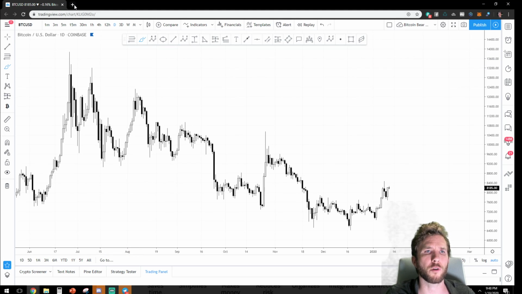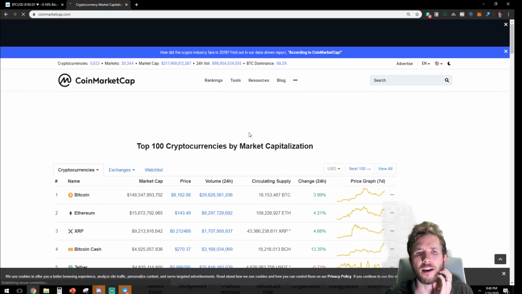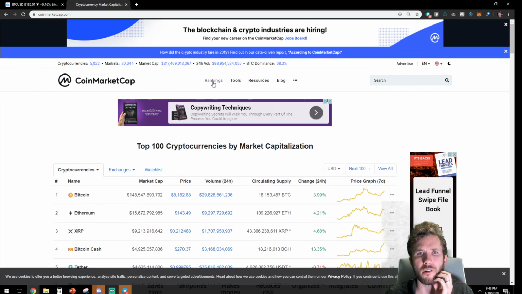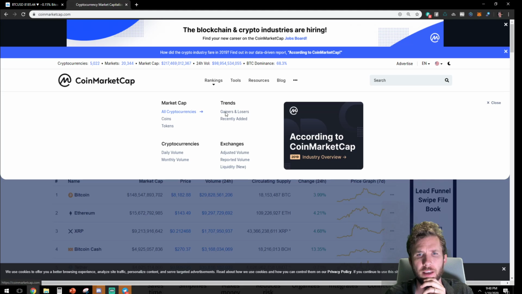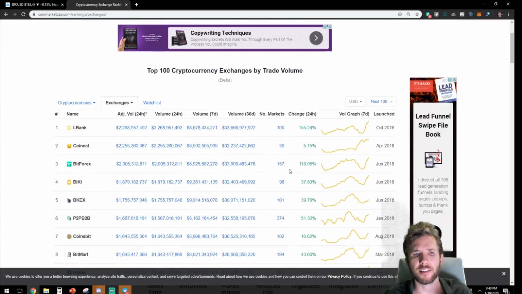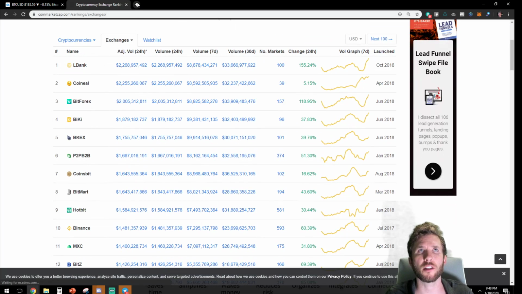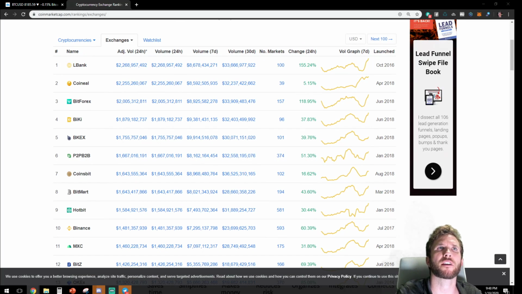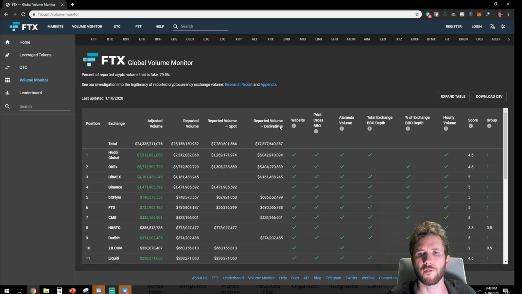So you can go to like CoinMarketCap and you can take a look at where is it at? Rankings. You can go to exchanges. And I think FTX has an exchange as well. So let me see if I can find the FTX volume monitor. Yeah, so FTX Global Volume Monitor.